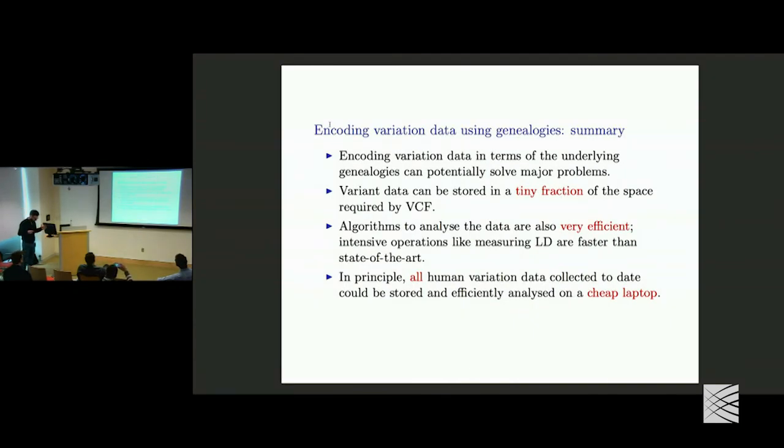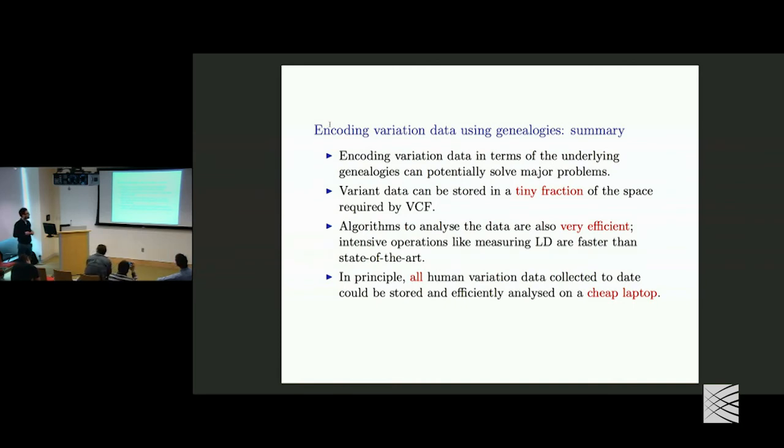So to summarize this section, we talked about encoding variation data using genealogies. So suppose we knew what the genealogies were, what could we do in terms of encoding genetic variation data? So in all these experiments, you simulated from msprime, and then you exported it to all the formats. Yeah, exactly.